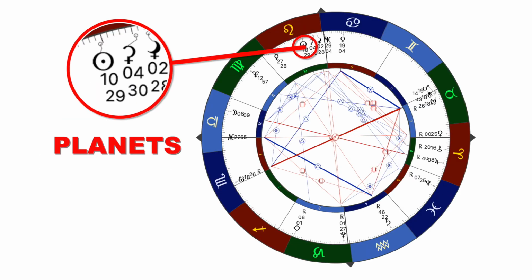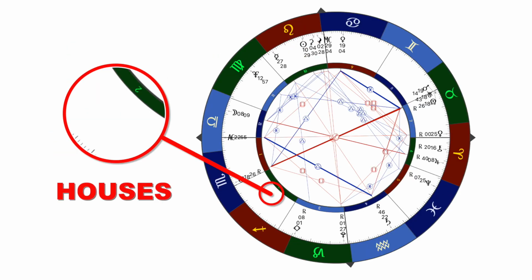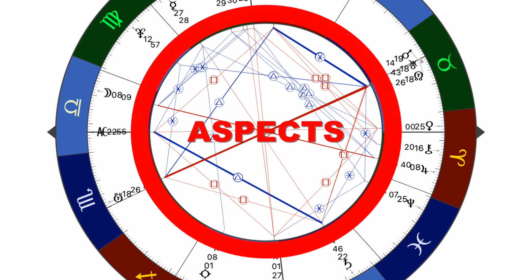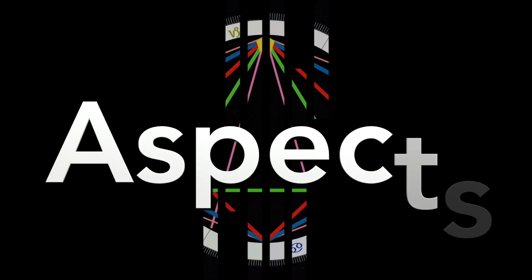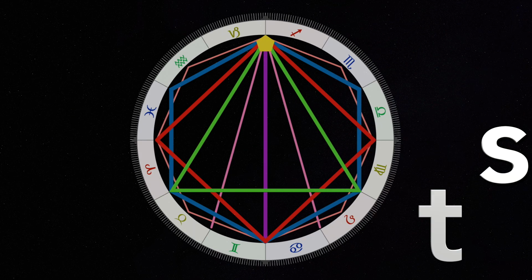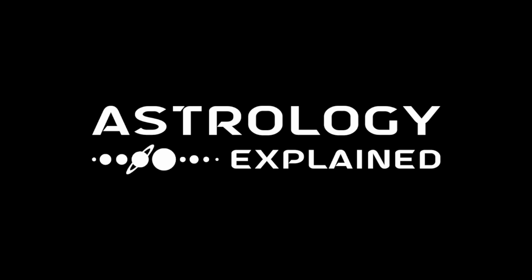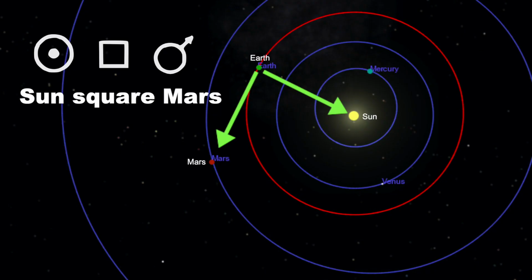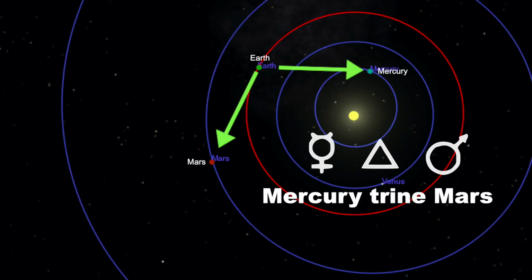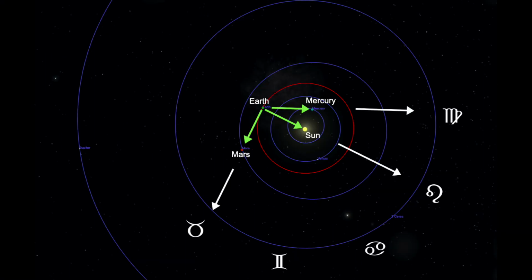Besides the signs, the planets, and the houses, another important part of the chart is the aspects. Aspects show how the parts of our psyche, the planets and signs, interact and how they influence each other, or how they don't. Usually located in the middle of the chart, the aspects visually show the geometric relationships planets make in the sky from our perspective here on Earth.